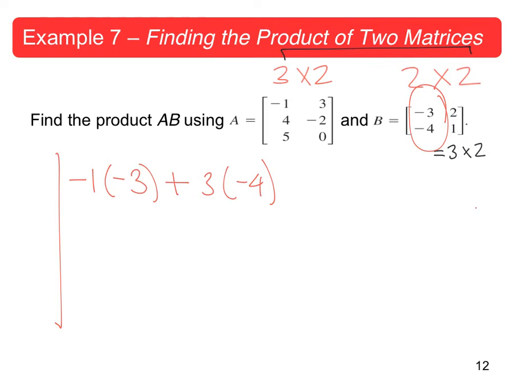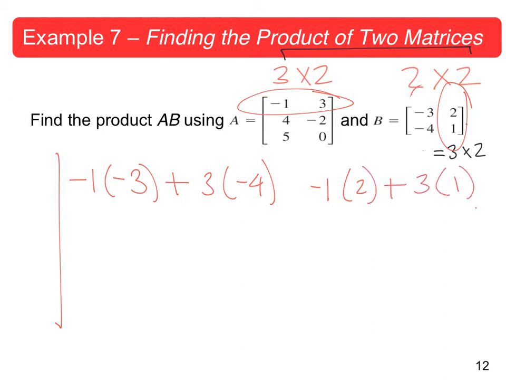Now I'm still on row 1, but now I want to look here at column 2. So I'm going to do the same thing. So that's going to be -1 times 2 plus 3 times 1, because I'm matching up the elements together. This is element 1 with 1, 2 with 2. We multiply them and then add them.